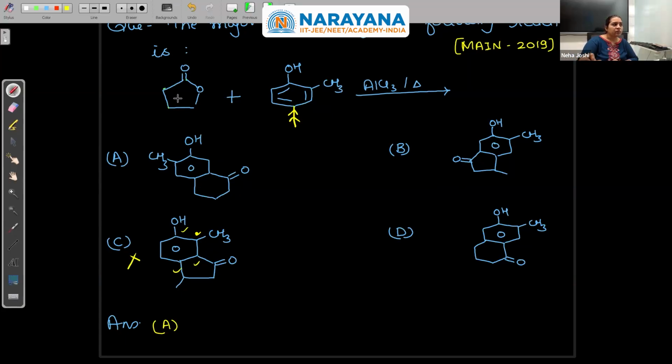Okay. Now, as I have just told you, first it should be alkylation. The para position of OH should have alkyl. So this one has acyl, so this is gone. Now I am left with A and B.